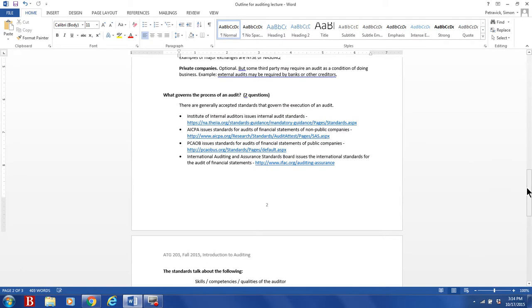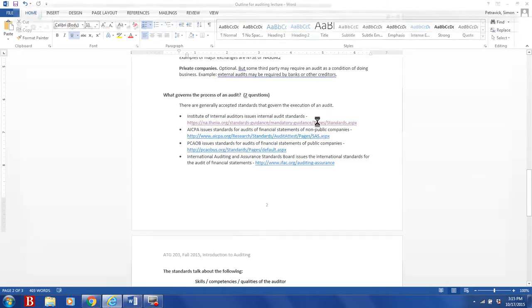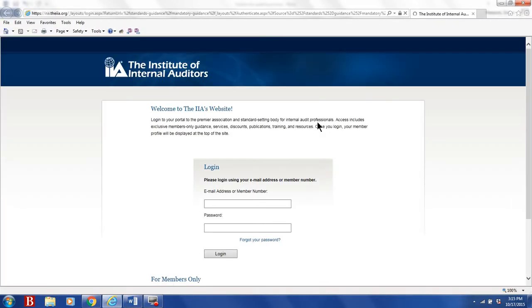So the next point on the bottom of page 2 is what governs the process of an audit. So depending upon the type of audit that you're doing, there are standards that describe what should be done. If you are performing an internal audit, you would most likely go to the Institute of Internal Auditors.